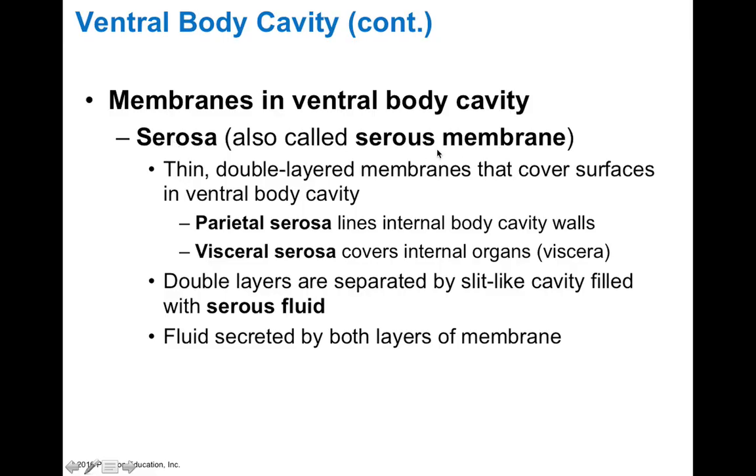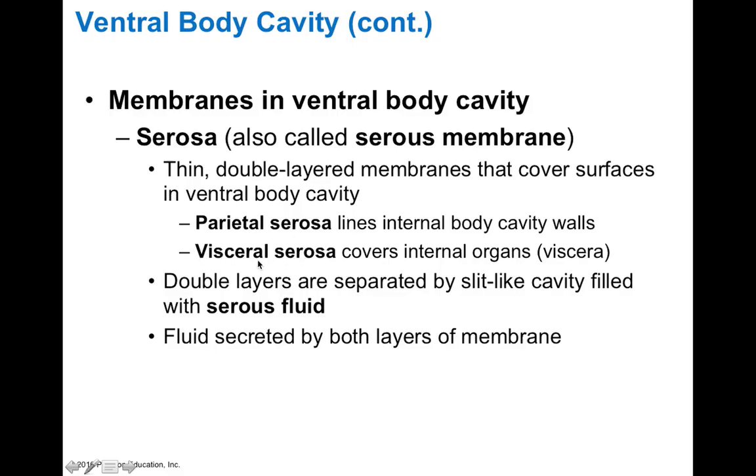Now, membranes in the ventral body cavity have a serosa, which is also called serous membrane. I've mentioned this is a structure that surrounds different organs. In terms of its structure, serous membrane is a very thin, double-layered membrane that covers surfaces in your ventral body cavity. It's double layered, so you have two major layers, parietal and visceral.